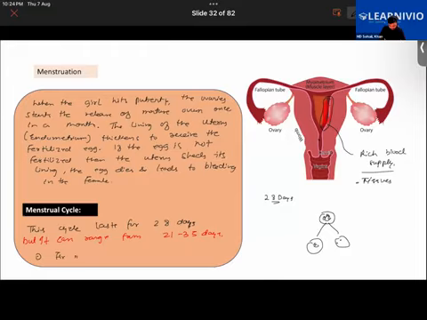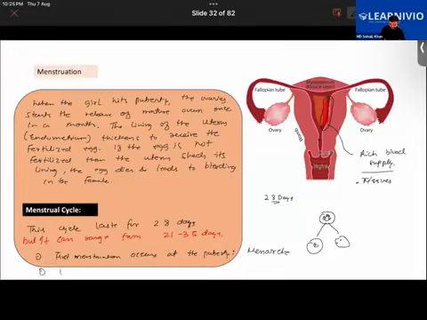First, menstruation occurs at puberty, when girls have reached the age of around 10, 11, or 12. So that first menstruation is called menarche.